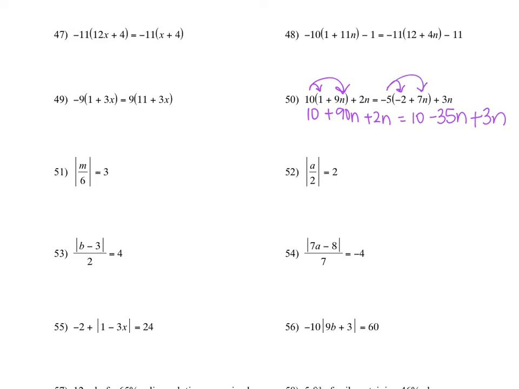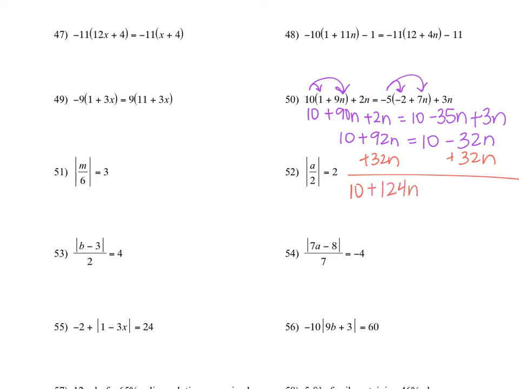So now I'm going to combine like terms. I get 10 plus 92n equals 10 minus 32n. I'm going to leave my letters on one side, numbers on the other. So I'm going to add 32n on both sides. So I get 10 plus 124n equals 10, because those canceled.